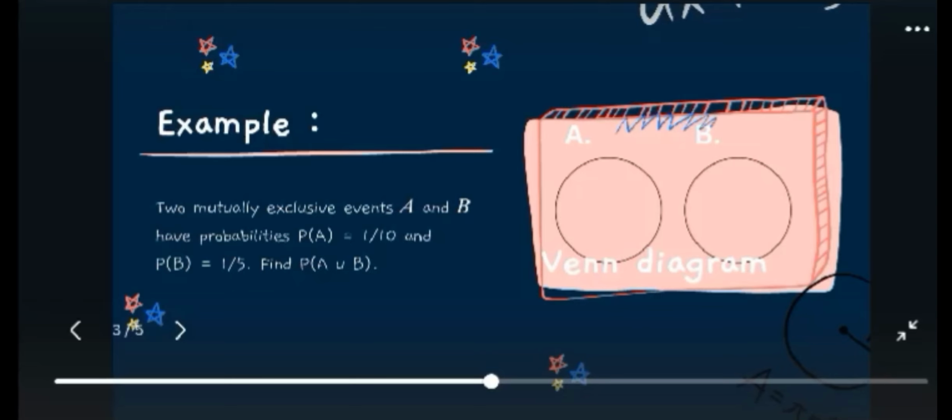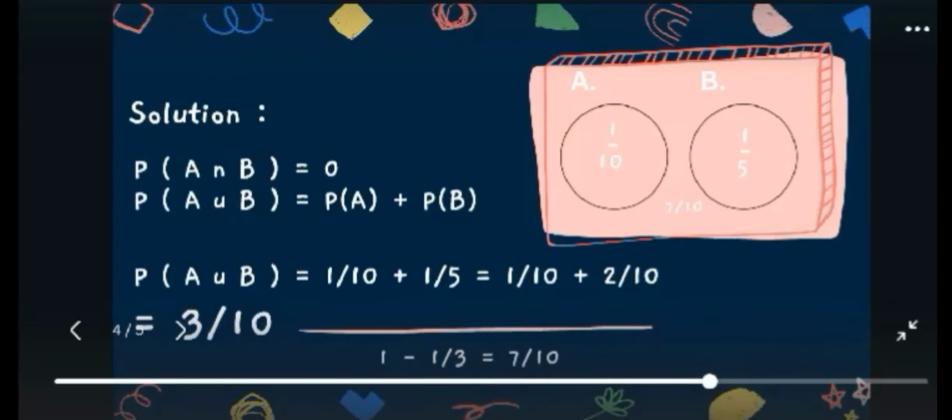This example is represented as a Venn diagram. So probability A intersect B equals 0. It's equal to 0 because they don't overlap, the two circles. So probability A union B equals probability A plus probability B. The probability A is equal to 1/10 and probability B is equal to 1/5.